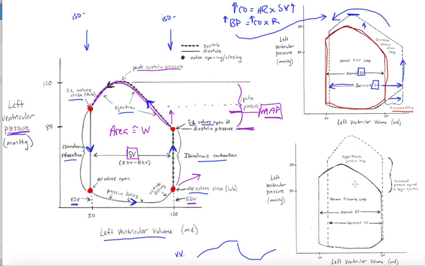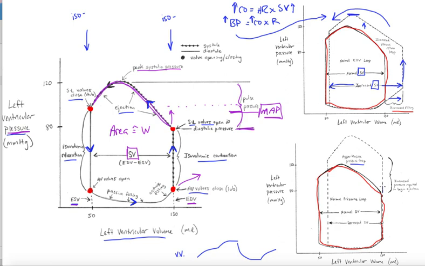On the bottom right here, here's our normal trace again. I won't trace the whole thing, but maybe I will trace the whole thing. Here's normal, all wiggly. But now what's happening is we've increased the arterial pressure, right? In other words, you're hypertensive. And so what happens is it's harder to open the door to eject blood. It's harder to open the semilunar valve.